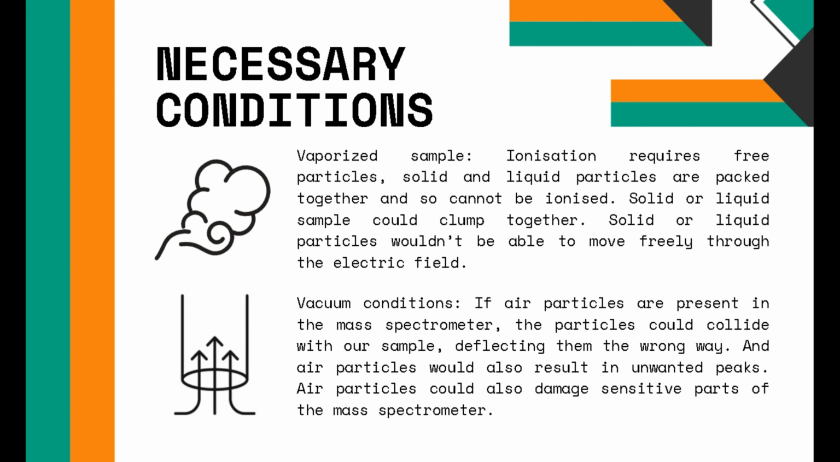And for vacuum conditions, if air particles are present in the mass spectrometer, the particles could collide with our sample, deflecting them the wrong way. And air particles would also result in unwanted peaks. Air particles could also damage sensitive parts of the mass spectrometer.